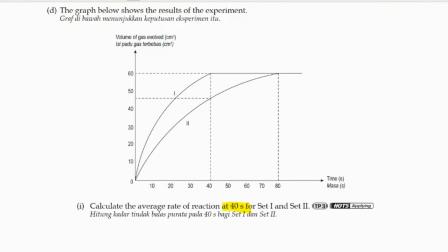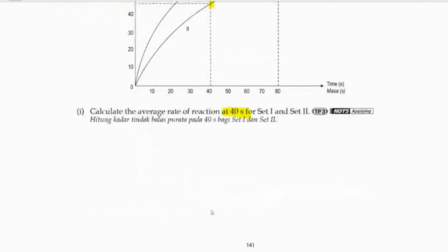If it is a specific time, 40 seconds, what should you do here? You should draw a tangent, find the coordinates, then calculate the gradient of the tangent. You have to have the coordinates in order to get the rate of reaction at 40 seconds. But here this is not a graph with points, so you cannot get it. I think this question got problem. Never mind, we don't do this question now because it's the wrong question. You need the graph.